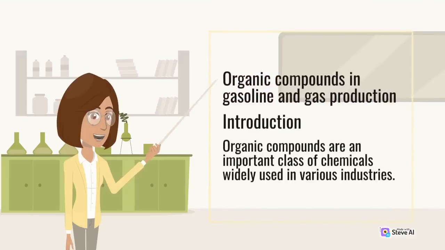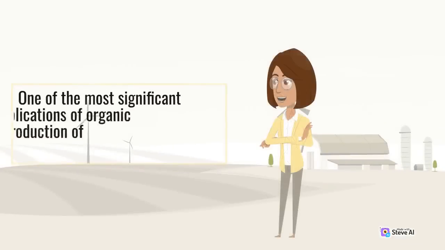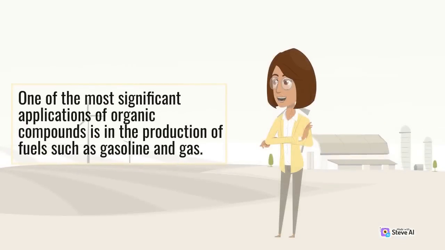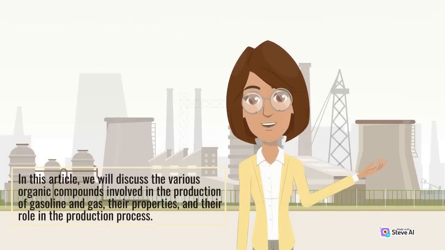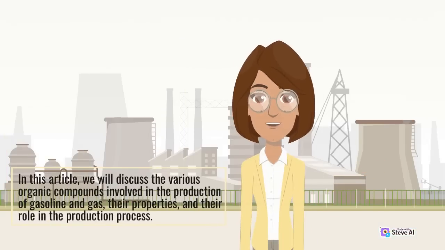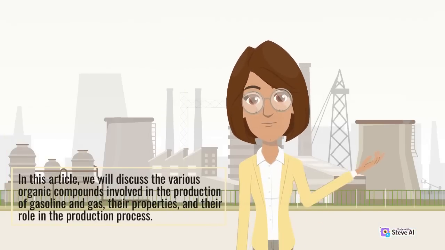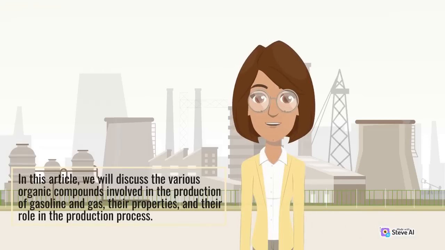Organic compounds in gasoline and gas production. Introduction. Organic compounds are an important class of chemicals widely used in various industries. One of the most significant applications of organic compounds is in the production of fuels such as gasoline and gas. In this article, we will discuss the various organic compounds involved in the production of gasoline and gas, their properties, and their role in the production process.